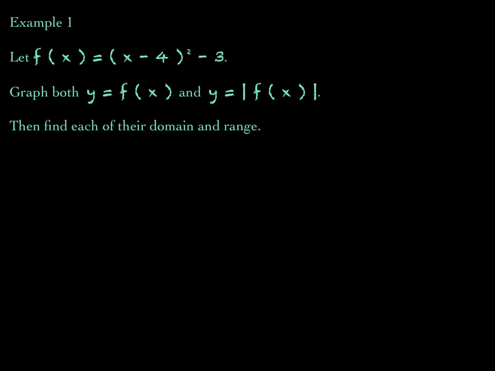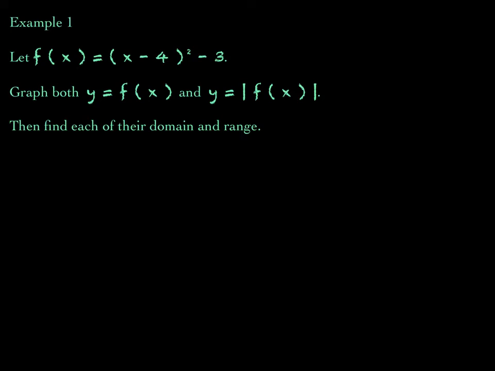All right, check out our first example. Let f of x equal this quadratic function, (x minus 4) quantity squared minus 3. Then I want you to graph both this function f of x and the absolute value of that function. When we're done, we're going to find each of their domains and ranges.